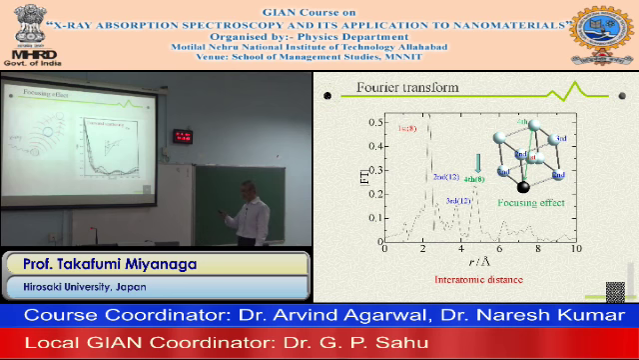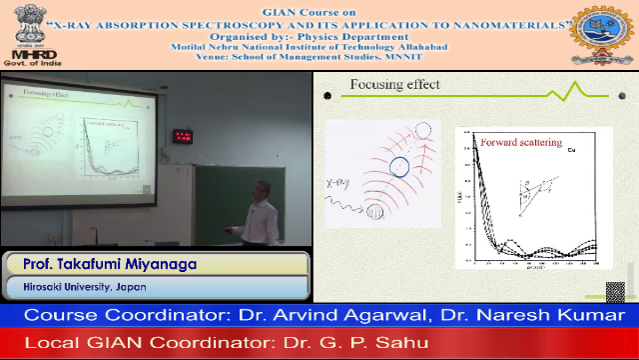This is an interpretation of the focusing effect. The forward scattering amplitude is very large. And this is the angle of the scattering process. The back scattering angle amplitude is around 2 pi here. No, pi is here, pi.